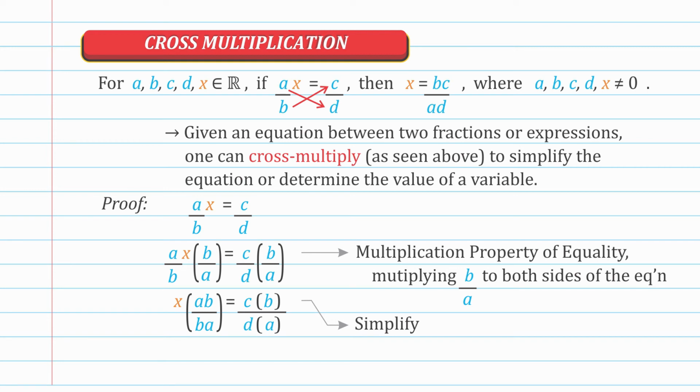Now, simplifying the left side, a times b, the numerators are multiplied, therefore you have ab. On the denominator, b times a is ba, which we know we can cancel later. While on the right side, c times b, we set it up, d times a on the denominator. Now, simplifying further the left side, we only have x. While on the right side, let's arrange them alphabetically. c times b is the same thing as bc. d times a is the same thing as ad. In the end, we only have x equals bc over ad, which is what we have in the cross multiplication statement above.